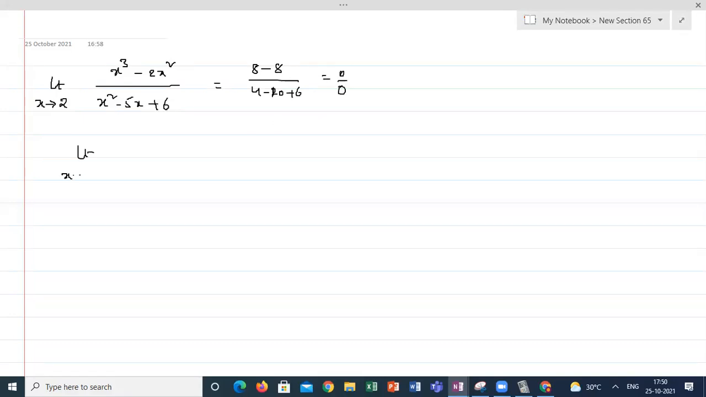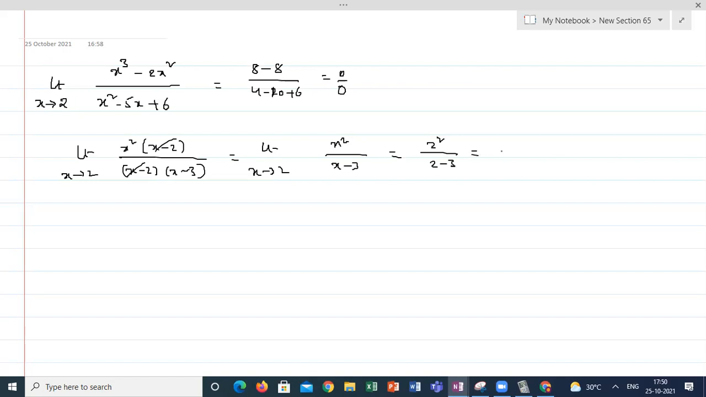So, limit x tends to 2. Taking x square common in the numerator, x minus 2, and the denominator x minus 2 into x minus 3, if I apply the limit, x minus 2 cancels. Finally, the equivalent expression is x square by x minus 3. So this will be 2 square by 2 minus 3. The answer is minus 4. Is it clear? What is the answer?